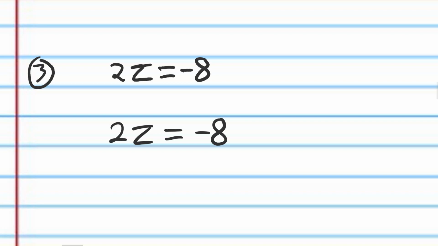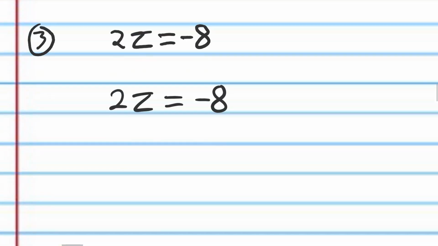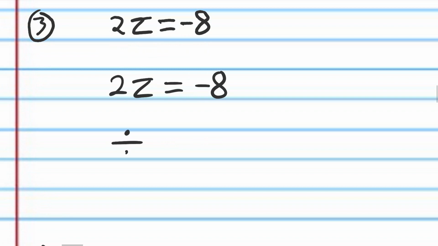So we have to ask ourselves, what is 2 doing to z? Now we learned in the previous classes that if a number is next to a letter, that means that the number is multiplied by the letter. So we have to do the opposite of multiplication to get rid of this 2. So we're going to do the opposite of multiplication, which is division, but you cannot use this sign.